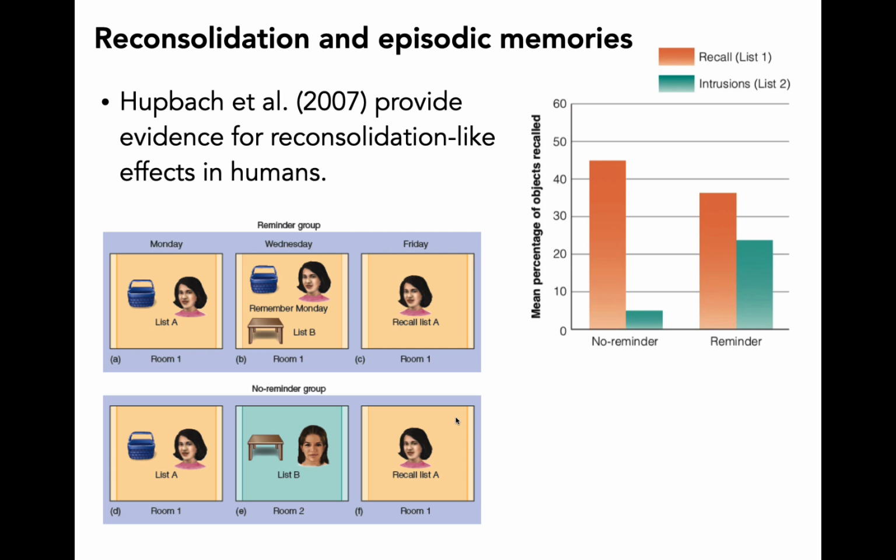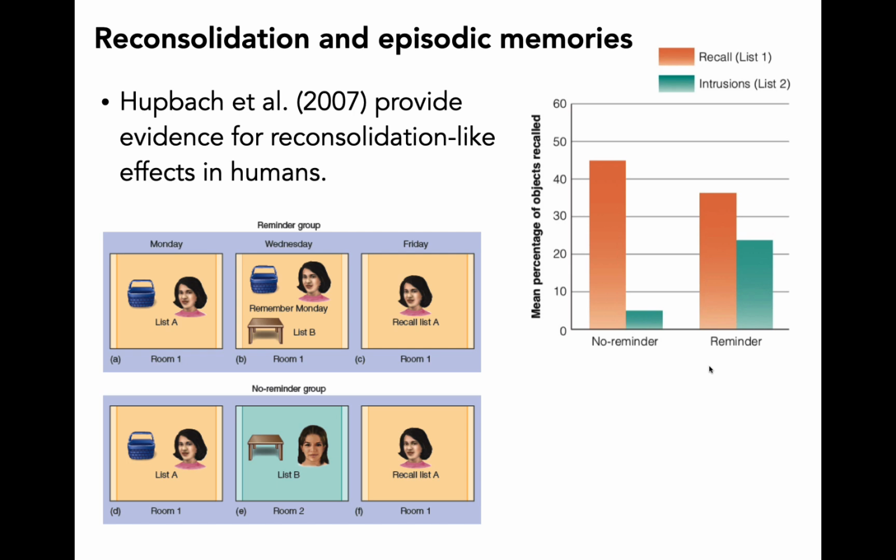And what do we see? So the group that didn't get that reminder, the group that came back on the Wednesday and learned about the second list of objects, their memory for the first list was actually quite good. And there were very few intrusions of items from the second list into the first list. So the memories were more or less separate in their mind. On the other hand, the group that had to recall their initial learning, their learning of list A, immediately before they learned list B, showed a huge number of intrusions of list B into list A.